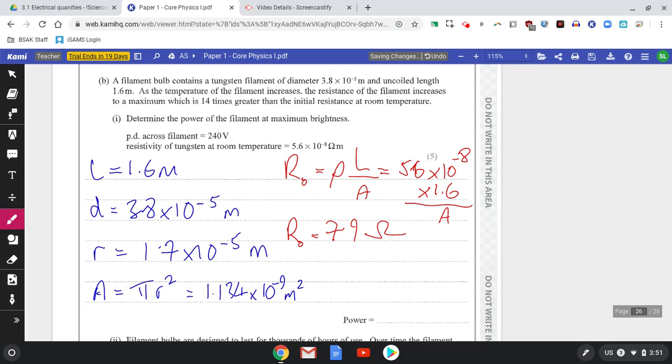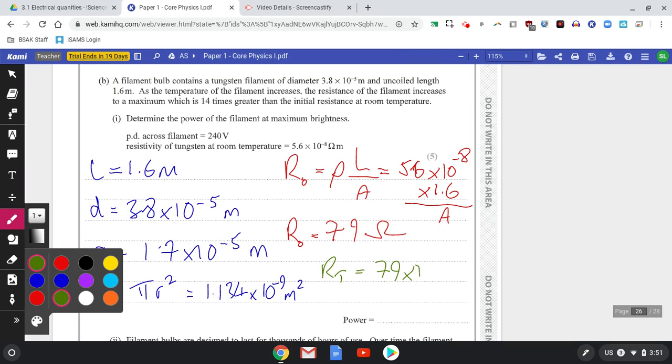Okay. Now it does say when it's been used at maximum brightness, the resistance increases to a maximum of 14 times the resistance at room temperature. So the new resistance, or the working resistance, is 79 times 14, which is 1106 ohms. Okay, and then finally, it wants the power. If we were going to have a resistance of 1106 ohms, what's going to be the power?